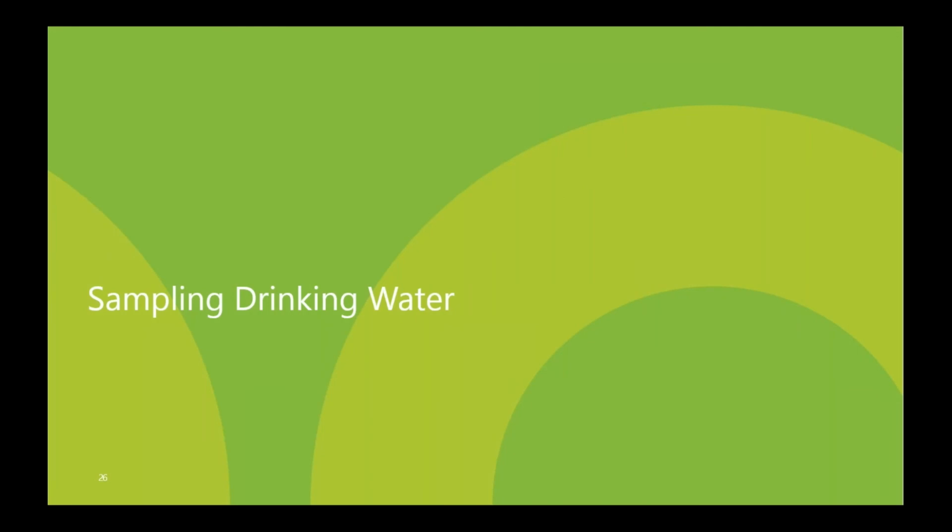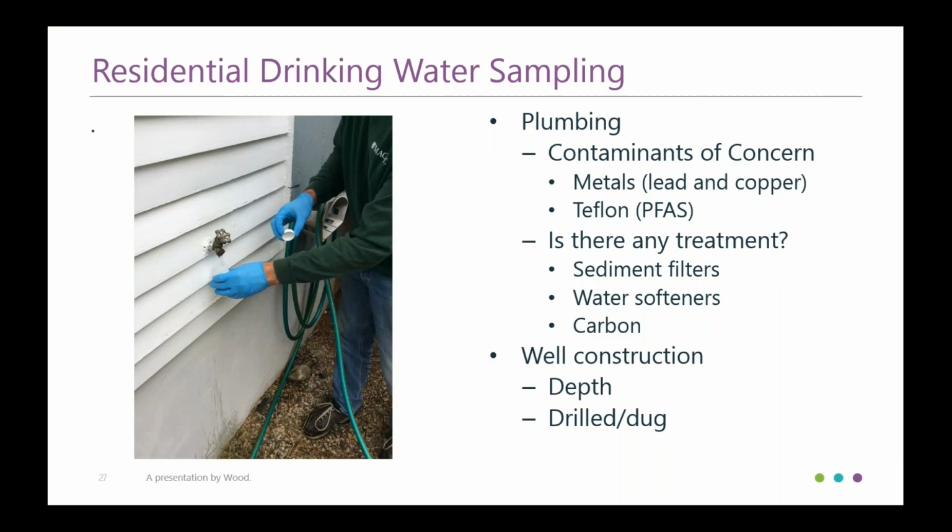So, quick review on sampling drinking water. So residential drinking water, you really want to understand some of the things about the plumbing, especially depending on what your contaminants of concern are. If your site's a metal site, you probably want to understand the age of the house, what kind of piping they have. Could they have used lead solder? If you're sampling for PFAS, how much Teflon is in there? How could that affect your sample? Is there any treatment systems, sediment, water softeners, or carbon? And really, what is your objective of collecting this sample?